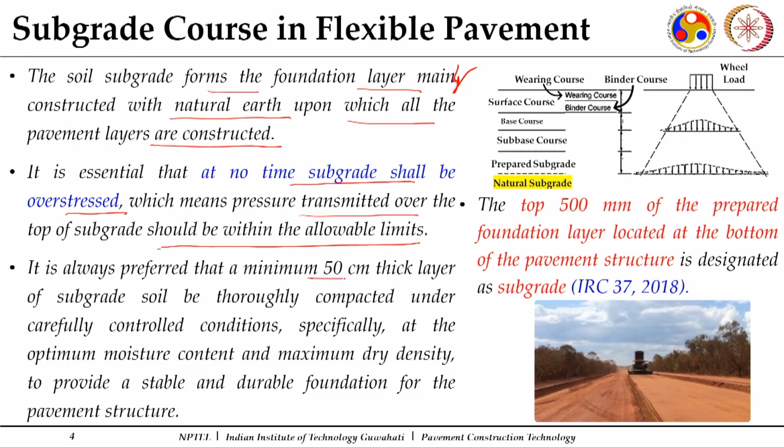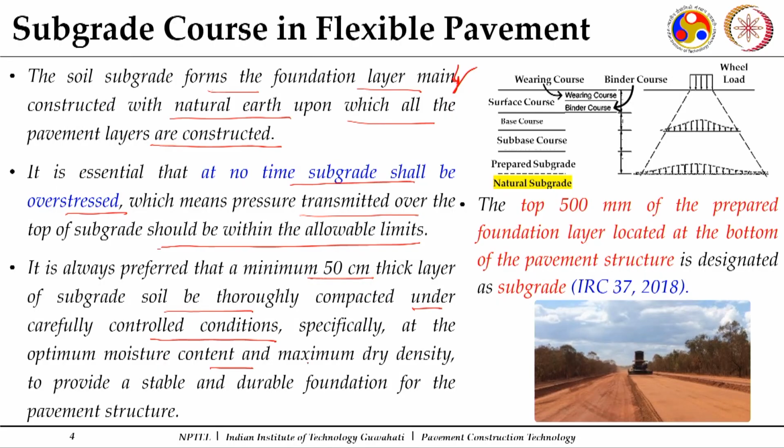With respect to the design traffic, it is always preferred that a minimum 50 mm thick of subgrade soil be thoroughly compacted. So, this compaction needs to be ensured. How do we ensure that it is thoroughly compacted? That is a part of check during the construction. It should be thoroughly compacted under carefully controlled conditions. One of the conditions is the moisture content at which it is to be compacted. If proper moisture content is used, then we can expect to achieve the desired density, especially at the optimum moisture content and maximum dry density.